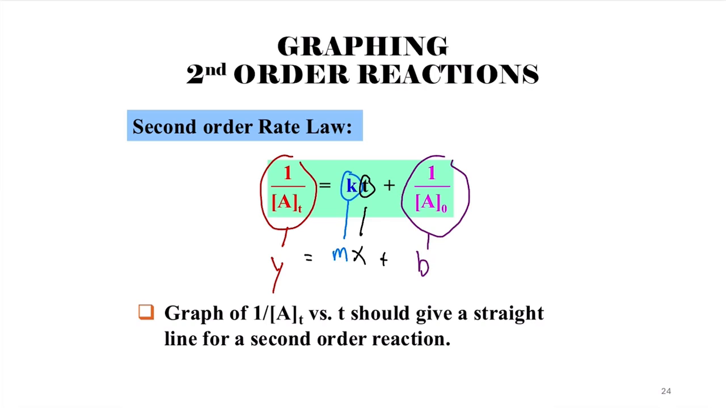So we can write this another way. Y is equal to 1 over A at time t. The slope is equal to k, and then the y-intercept is equal to 1 over the initial concentration, right? And so this time, you do actually have to keep track of that negative sign here. We should actually have a positive sign for that slope. If it's negative, then it means that the rate constant is negative, and that won't physically make any sense.